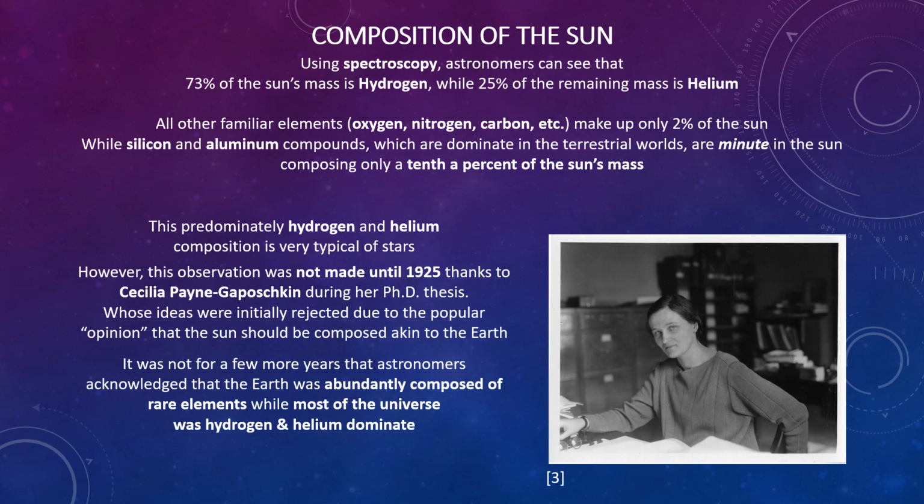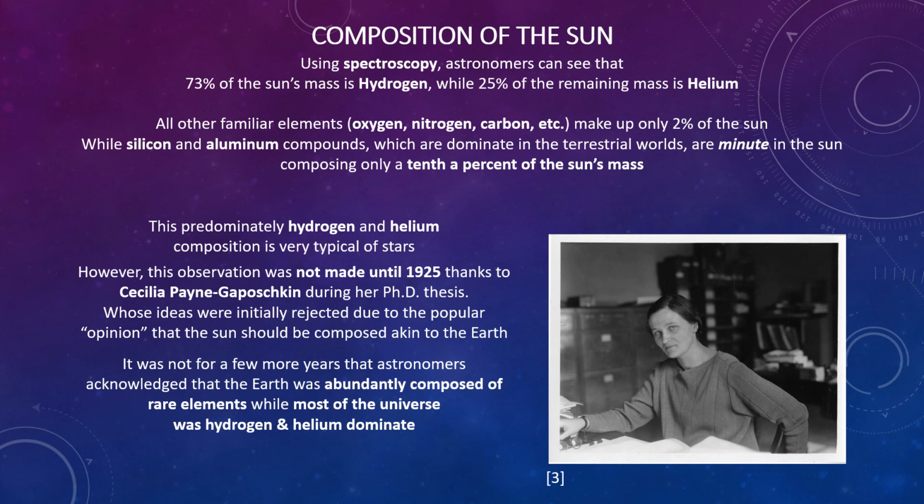Through the use of spectroscopy, astronomers have been able to deduce the composition of our sun. They have found that 73% of its mass is hydrogen, while 25% of its mass is helium. The more familiar elements like oxygen, nitrogen, and carbon make up about 2%. And then the heavier elements like silicon and aluminum, which are very present here in the terrestrial worlds, are minute in the sun, composing only 0.1% of the sun's mass.